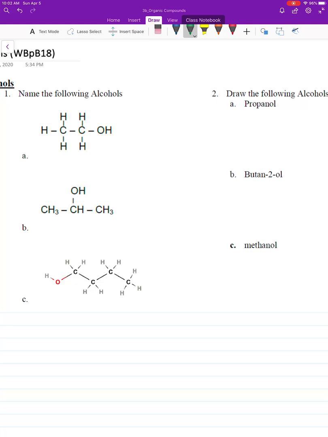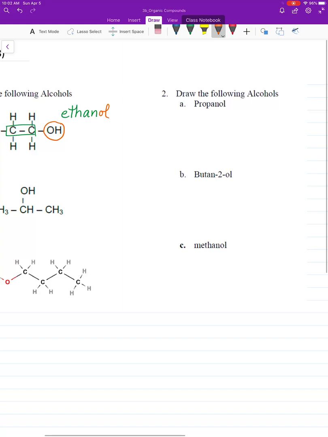Okay, so let's take a look at naming this alcohol. So again, there's our parent chain, 2 carbons. 2 is eth. The bonds are single, so -ane. We're going to drop the e because we see this OH group, and we're going to turn it into ethanol.